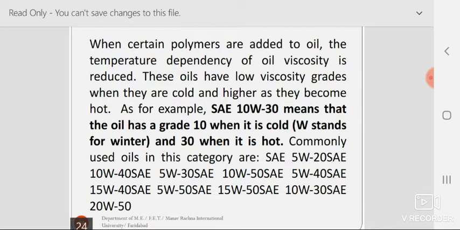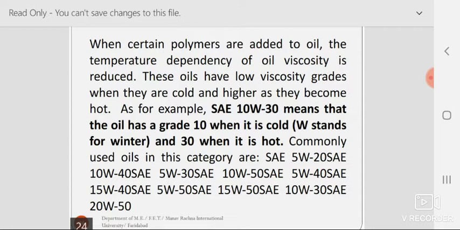When certain polymers are added to oil, the temperature dependency of oil viscosity is reduced. Polymers means certain chemicals. When we add them to oil, the temperature dependency of oil viscosity is reduced. That means it becomes foolproof to temperature. The outside temperature doesn't affect much. These oils have low viscosity grades when they are cold and higher as they become hot.